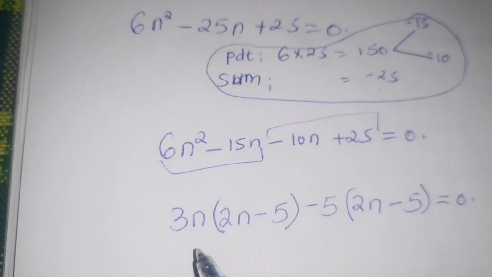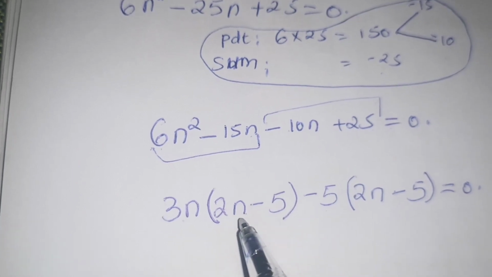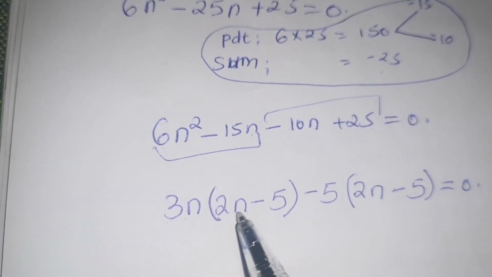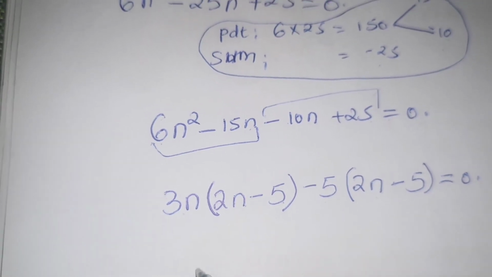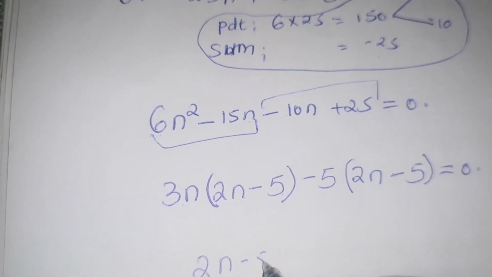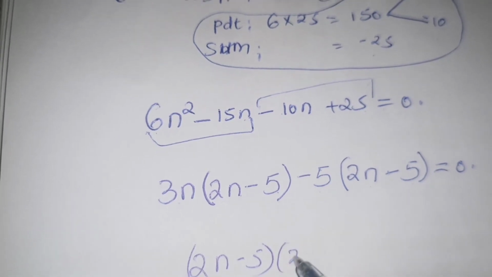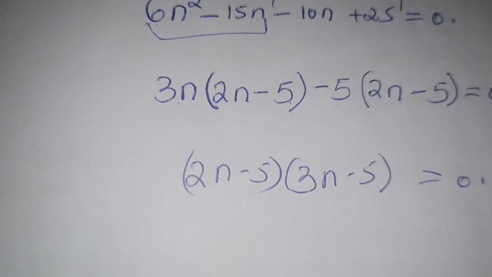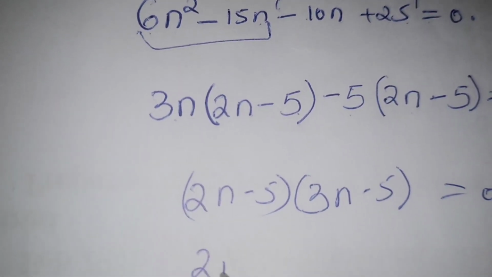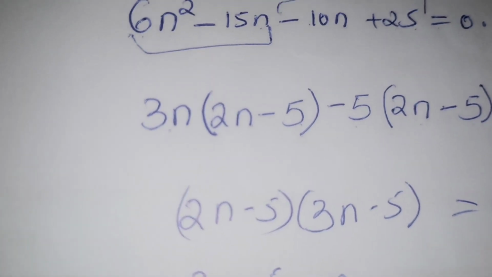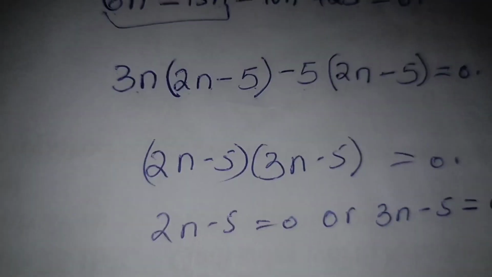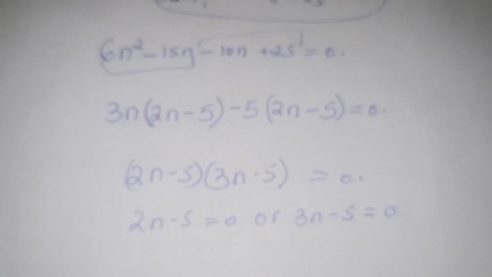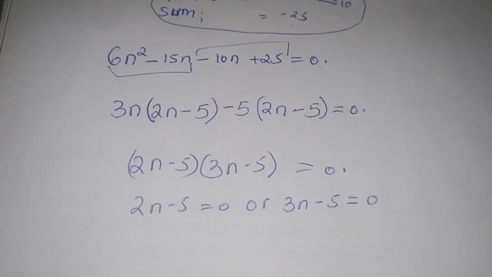Next step, you factor out the common again. So 2n minus 5 is common. We factor it out, 2n minus 5, and you are left with 3n minus 5 is equal to 0. So what does that mean? This means that 2n minus 5 is equal to 0, or 3n minus 5 is equal to 0.